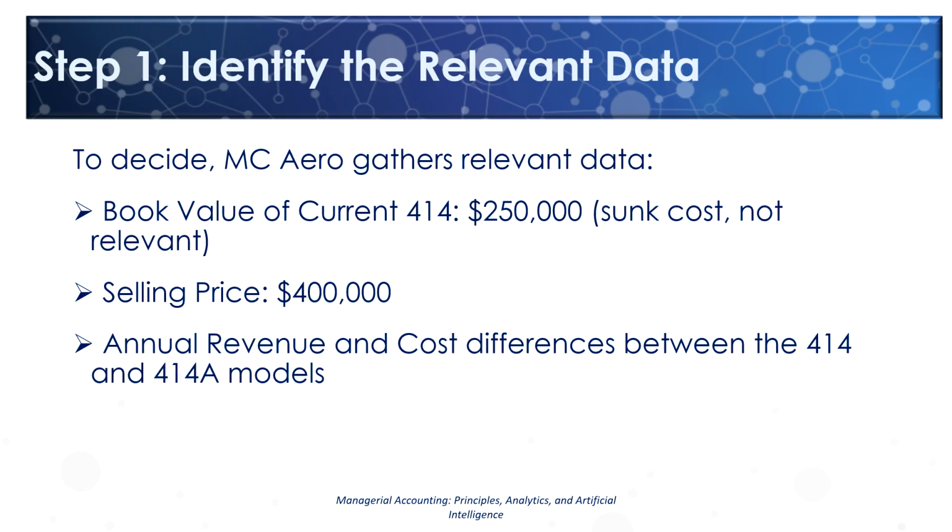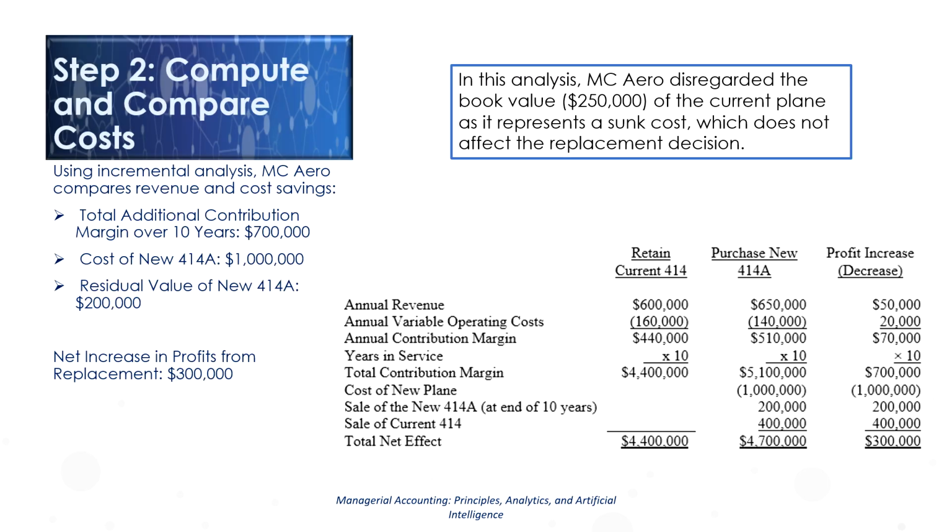But the selling price of the current 414A of $400,000 is relevant, along with the annual revenues and cost differences between the 414 and 414A models. Now let's compute and compare the outcomes if MC Aero decides to retain the current 414 or purchase the new 414A. You can see that the annual revenue increases by $50,000, the variable cost decreased by $20,000, so annual contribution increases by $70,000 if they purchase the new 414A.